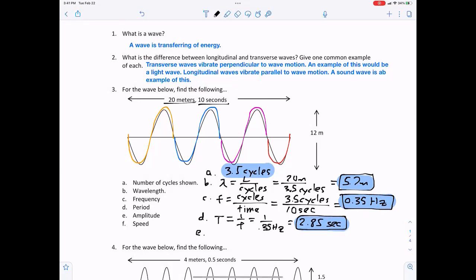Part E, the amplitude. Now the amplitude is this distance here. It's the distance from the equilibrium middle to the highest or lowest point. And we can get that by taking the height. Now the total height of the wave is the high to low distance, which is in this case 12 meters. If we take that and divide it by 2, we'll have the amplitude. The amplitude in this case would be 6 meters.